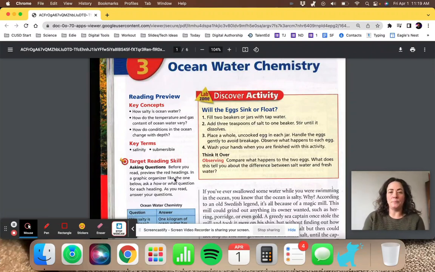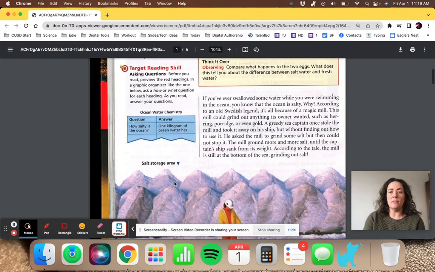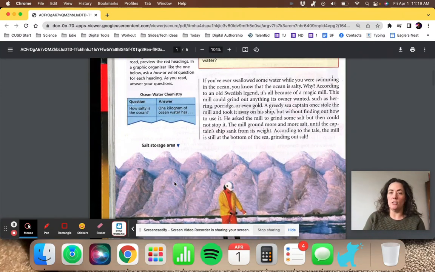Here we go. Page 108. If you've ever swallowed some water while you were swimming in the ocean, you know that the ocean is salty. Why? Well, according to an old Swedish legend, it's because of a magic mill. This mill could grind out anything its owner wanted, such as herring, porridge, or even gold. But a greedy sea captain once stole the mill and took it away on his ship, but without finding out how to use it. He asked the mill to grind some salt, but then he couldn't stop it. The mill ground more and more salt until the captain's ship sank from its weight. And according to the tale, the mill is still at the bottom of the sea grinding out salt.